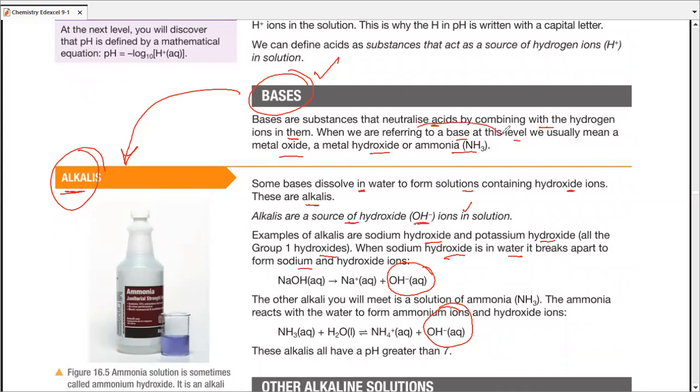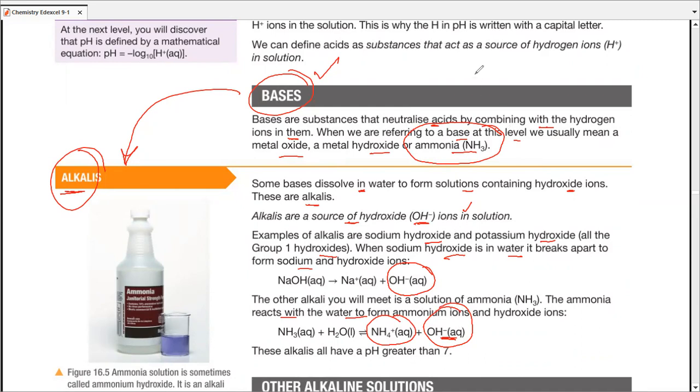We also call ammonia a base or an alkali. Why? Because ammonia gas reacts with water, not just dissolves in water, to produce ammonium ions. And apart from that, it produces the hydroxide ions, which are common to all alkalis.